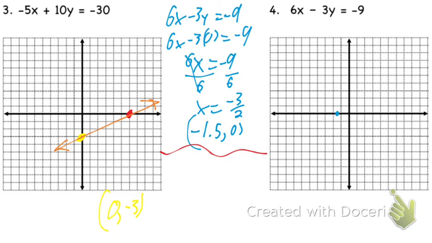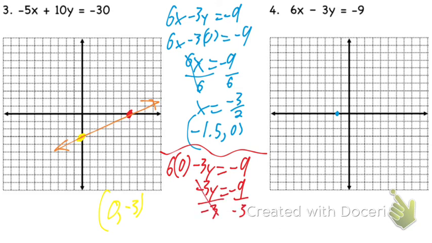Nice. Then for the y-intercept, we're going to plug in, make the x 0, okay? Plug in 0 for x. 6 times 0 minus 3y equals negative 9. Well, 6 times 0 is 0. So negative 3y equals negative 9. Divide by negative 3. And y is a positive 3. So now we go up on the graph and go positive 3 up. And we should know that red and blue make purple.